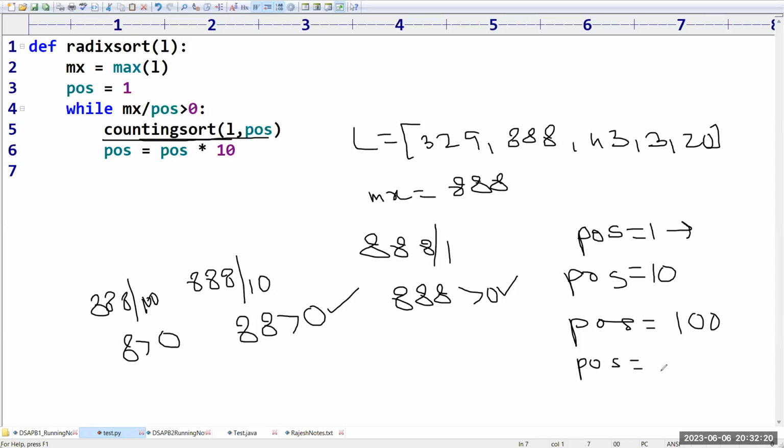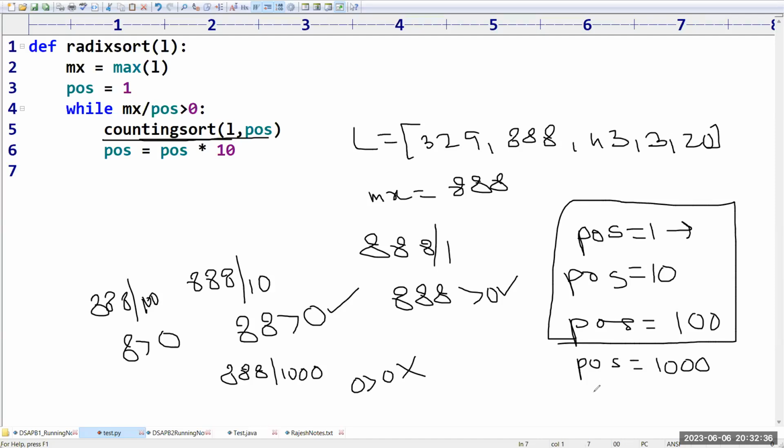Then the position becomes 100 into 10, which is the thousands position. If you divide 888 by 1000, the output we get is 0. Is 0 greater than 0? No, the condition becomes false. That's why it runs only 3 times, because in this entire list the maximum element is 888, which has 3 digits. So this is how radix sort internally uses counting sort.